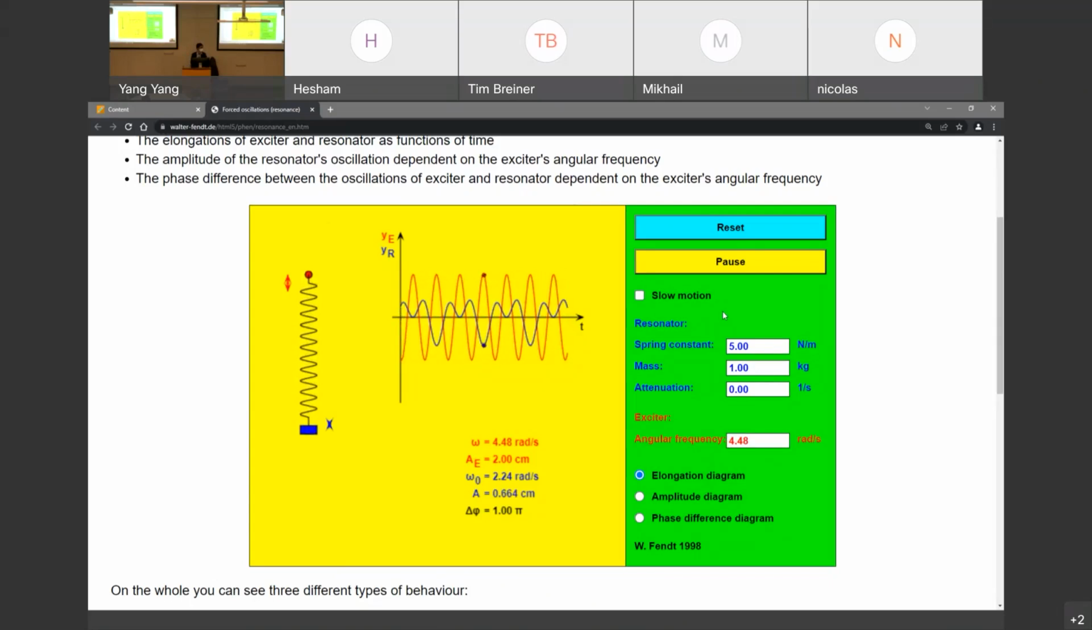So we have already tested the frequency of the exciter smaller than the natural frequency, equal to the natural frequency, and larger than the natural frequency. How about we have a frequency much smaller than the natural frequency, such as 0.1, right? That doesn't seem exciting. You will see. Interesting, right?